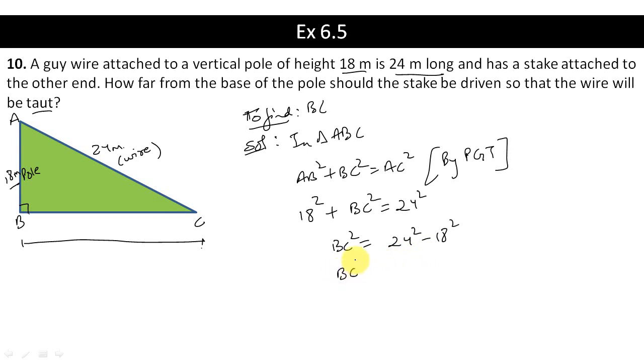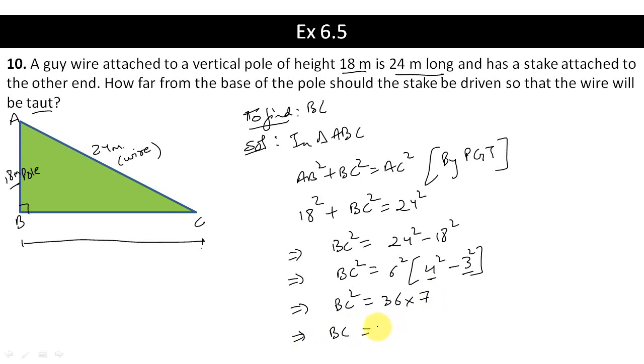So from this, I can take out 6 square as common. So you will be left with 4 square, because 6 fours are 24, minus 3 square. This implies BC square will be 6 square, 36 multiplied by 4 square, 16, minus 9, which is 7. So BC will be under root of 36 into 7. So 36 can be taken out of the root. So this will be 6 root 7 meter. Therefore, the distance where this stake should be driven will be 6 root 7 meter from the base of the pole.